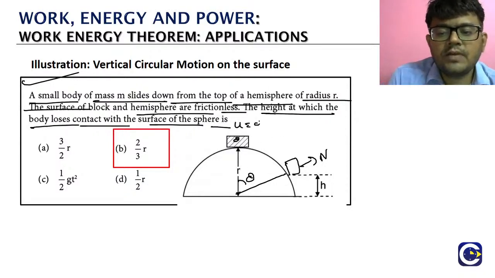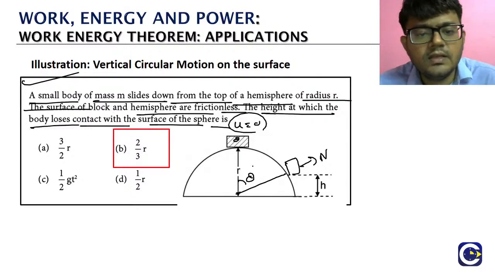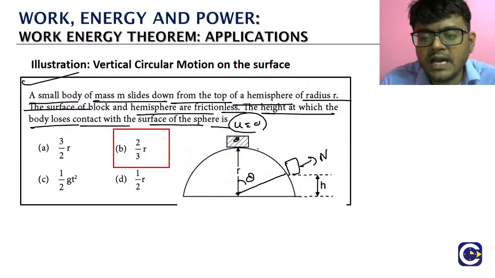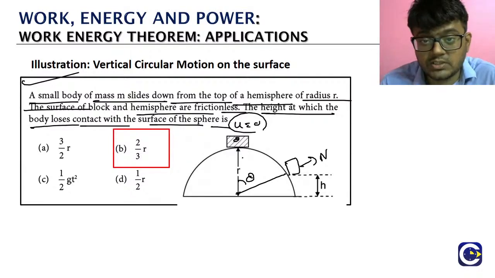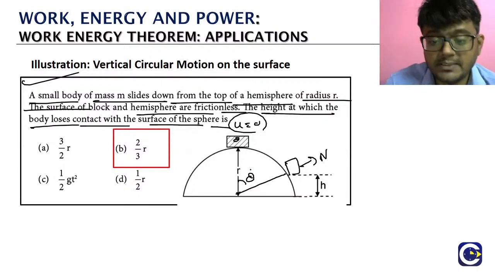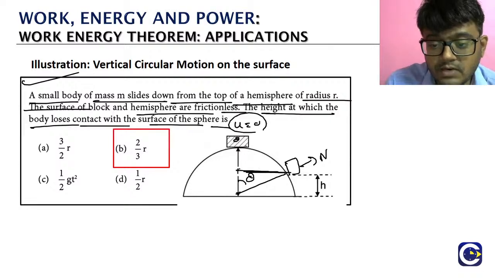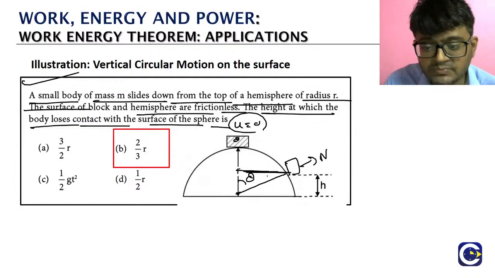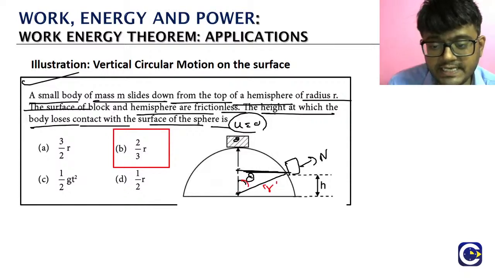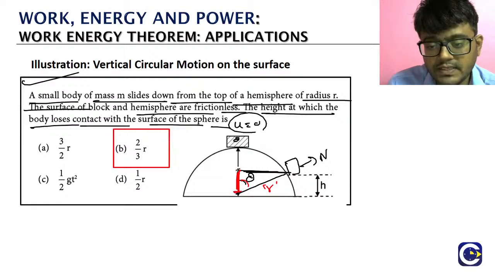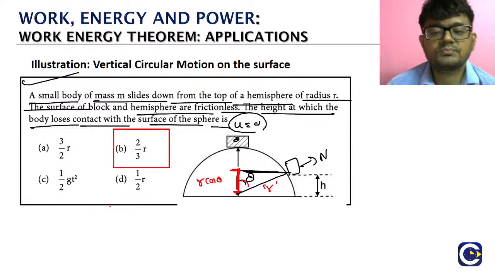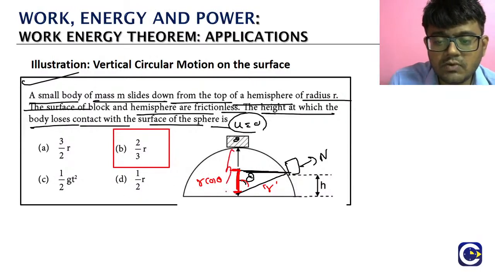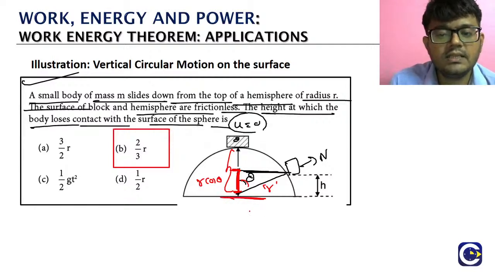Look here, the velocity at the topmost point is 0, since we are releasing it. As it comes down, its gravitational potential energy decreases and kinetic energy will be increasing. Observe: this is theta, and this is the radius. This part is r cos theta. So totally, what is the initial height above the reference level? It is r. We can take this as the reference. What is the initial potential energy?